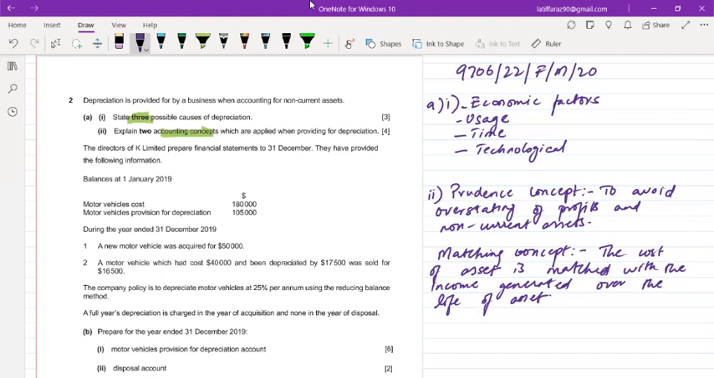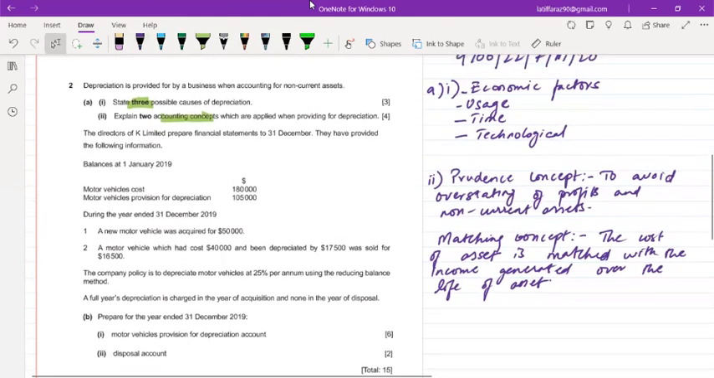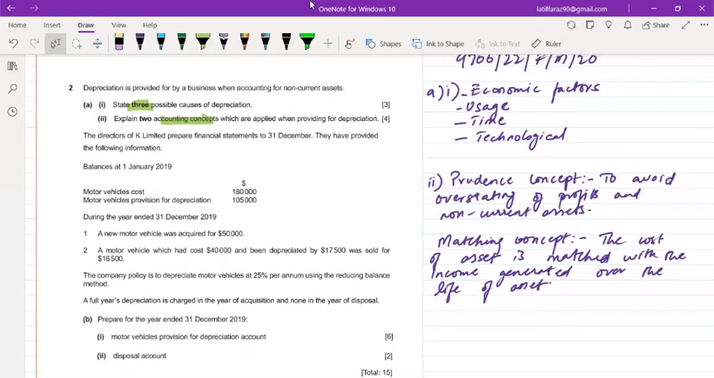So the prudence concept says that we cannot overstate our profit and the value of non-current assets. And the matching concept says that the cost of the asset is matched with the income generated over the life of the asset. Like we are earning some profit from the non-current asset, so we also have to match the expenses the asset is generating. Okay. So moving forward, the directors of K Limited prepare financial statements to 31st December.